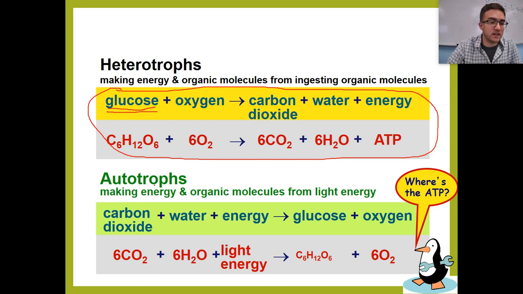Autotrophs, on the other hand, make their food, right? That's the key part there. Autotrophs make glucose. So autotrophs are going to make this glucose by capturing energy from the sun, and then with some carbon dioxide and water, they're going to turn it into glucose. Now here's a very important distinction to make.